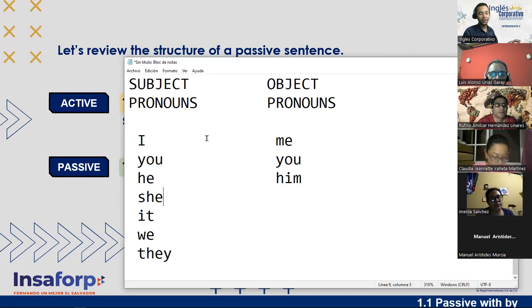In the case of the subject pronoun she, the object pronoun is her. That's right. Her. Very good. In the case of it, what do we have? It. Very good. It's the same. It doesn't change. What about we? Our. Our is a possessive adjective.